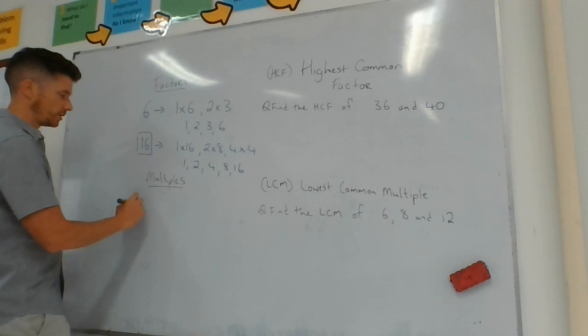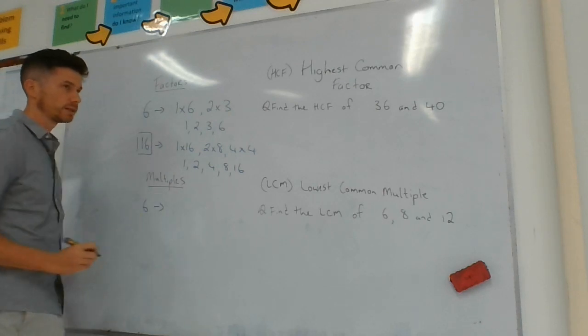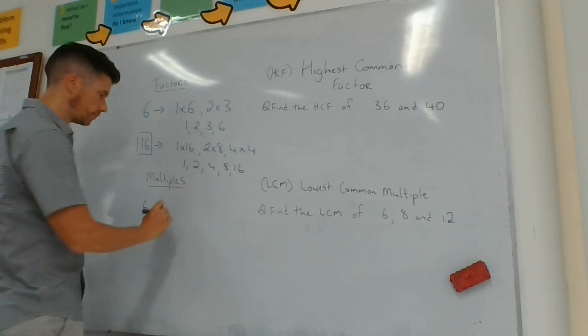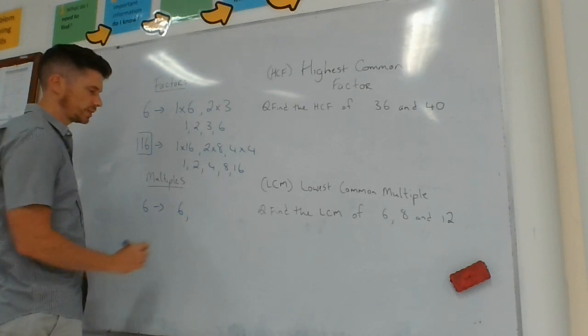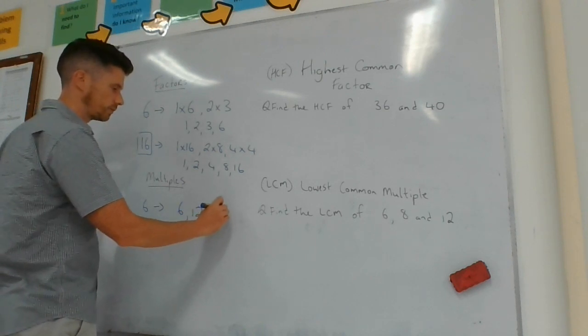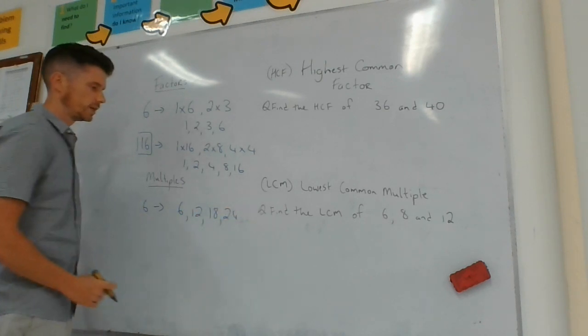So if I want to do multiples of 6, I start multiplying 6 by 1, by 2, by 3, by 4. So 6 times 1 is 6, 6 times 2 is 12, 6 times 3 is 18, 6 times 4 is 24, and we can go on and on.